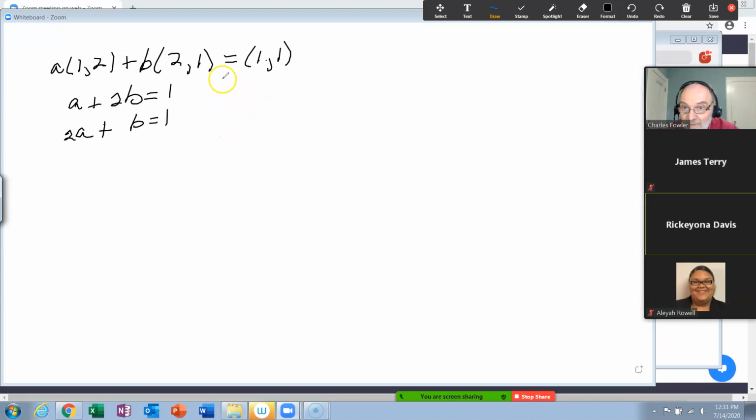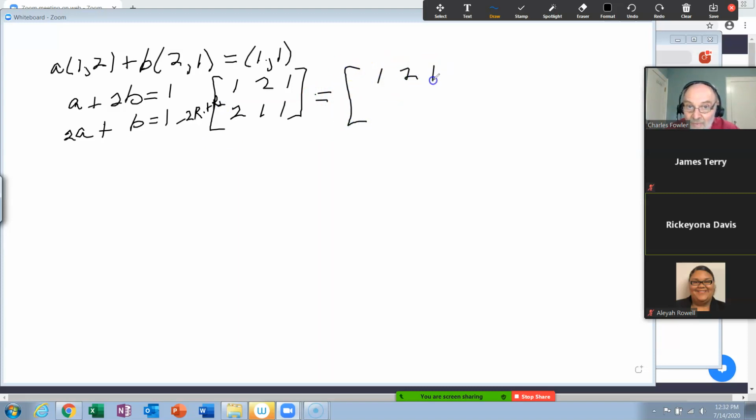So that would be the matrix 1, 2, 1; 2, 1, 1. Minus 2 times row 1 plus row 2 would be 1, 2, 1. This will give you a 0, minus 3, minus 1. It would be ugly, but it's doable. Okay? You're going to have thirds and all sorts of things in there. Okay?